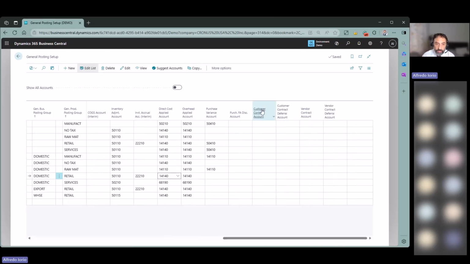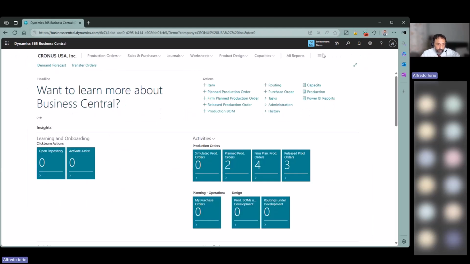And lastly, the contracts-specific general posting setup options. These four columns are related to the subscription billing module, when we post amounts for customer contracts and deferrals, and vendor contracts and vendor deferrals, for revenue and expense recognition on contracts. Again, a bit more advanced. It's a bit complicated, that module, but I will share more very soon.